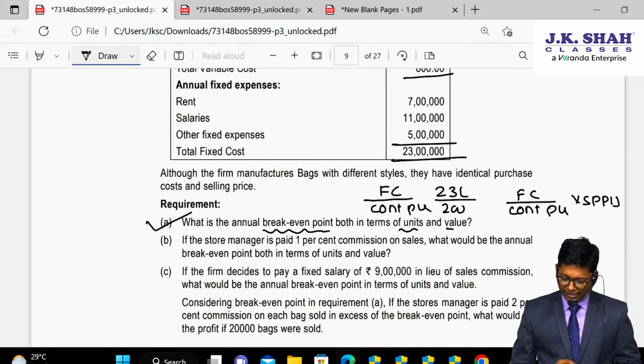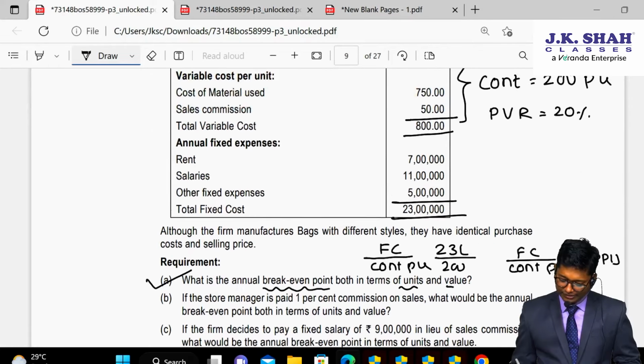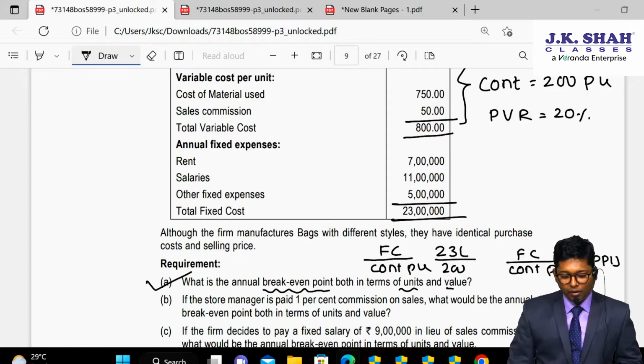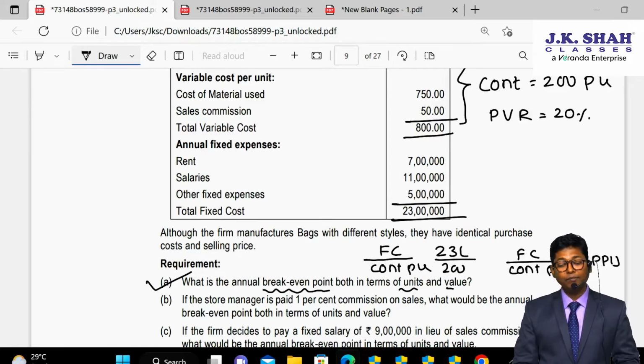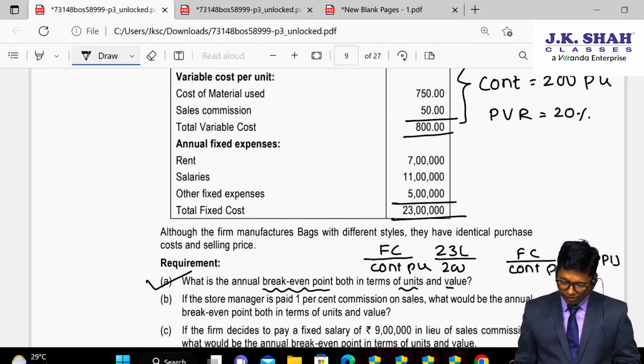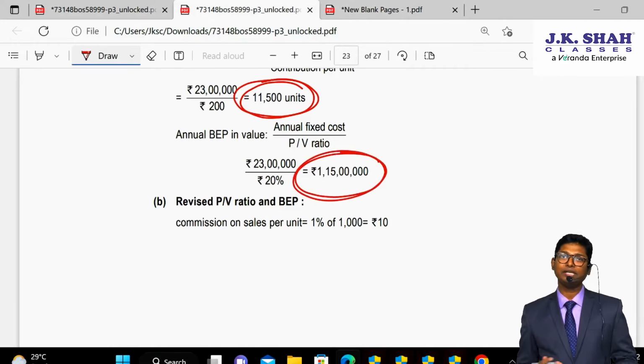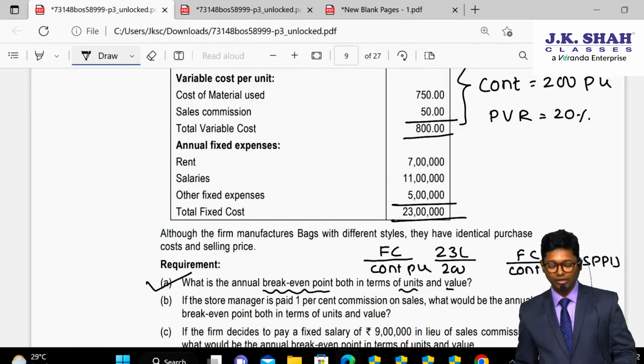For calculating the value, you should multiply 11,500 with the selling price of 1,000, and when you multiply it, you are going to get 115,000,000, 1 crore 15 lakhs, as your revenue. You can even cross verify. 1 crore 15 lakhs revenue is given. It is a very simple and straightforward question.